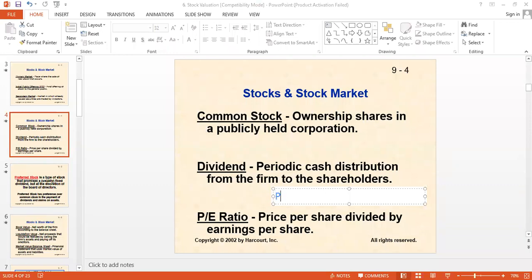Sorry. PE ratio. For instance, you calculate your price-earnings ratio, price per share divided by earnings per share, and you get the answer as 1.3. So what does that answer, 1.3, reflect?